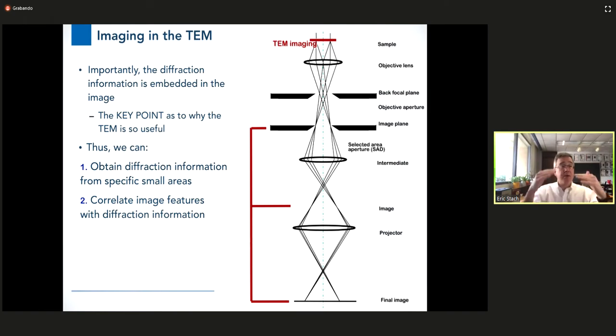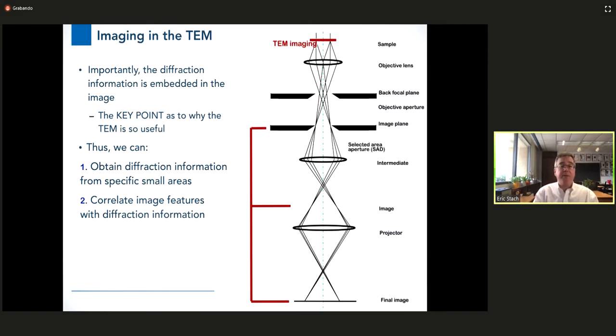Or we can look at our image and allow only certain diffraction events to contribute to our image. So that's an incredibly powerful thing. It means that the images we have not only magnify, but they carry diffraction information that we can exploit to further understand our crystal structure. So that's really the key to imaging and diffraction in the TEM. So you might ask, well, how do we go about doing that?